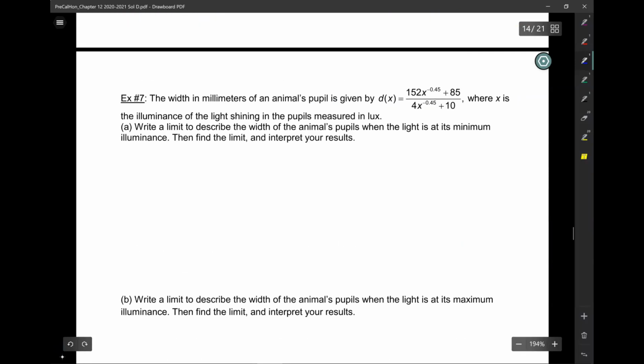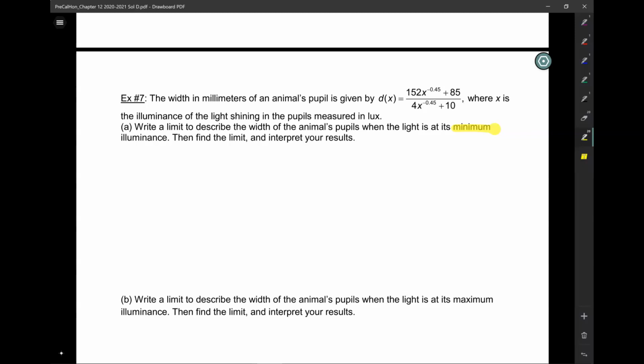Now let me go to number 6. The width in millimeters of an animal's pupil is given by this, where x is the illuminance of light shining in the pupils, measured in lux. This is the unit for illuminance. We don't really need to know any of the theory behind it. Write a limit to describe the width of the animal's pupils when the light is at its minimum illuminance. Then find the limit and interpret your results.